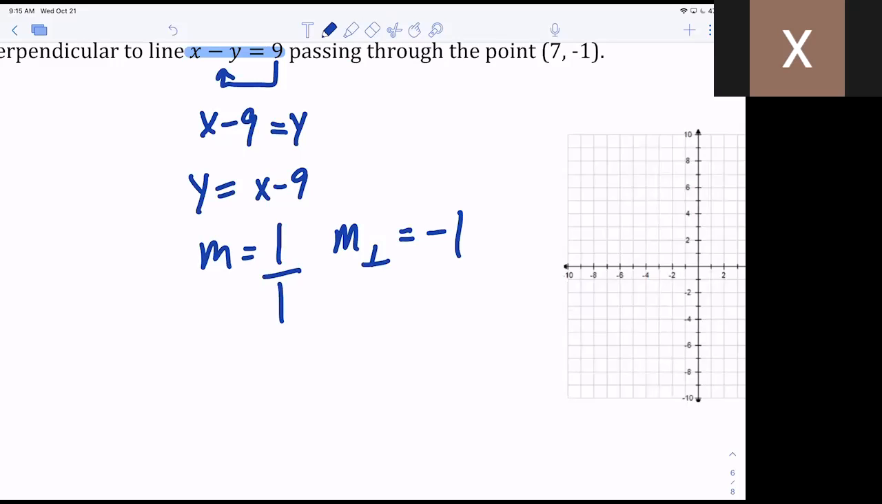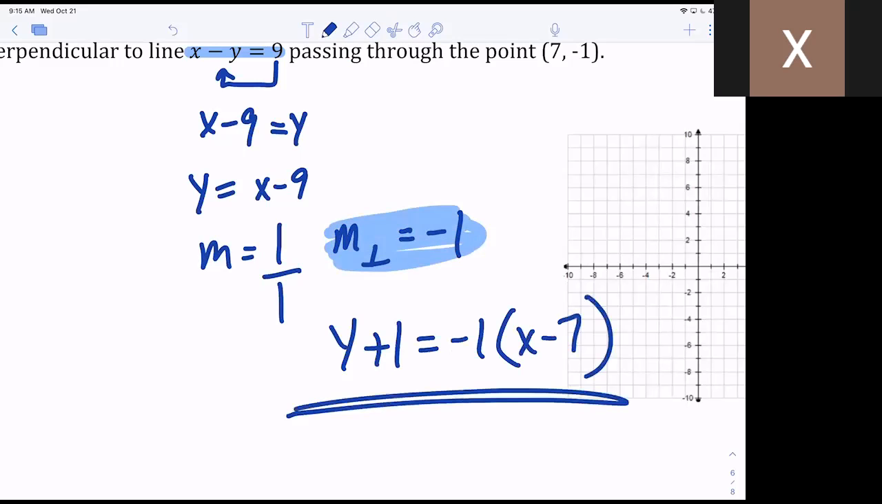Now that we know the slope of the perpendicular is negative 1, everybody should be able to write the equation. It is going to be y plus 1 equals negative 1 parentheses x minus 7. That is the answer. That's all there is to it.